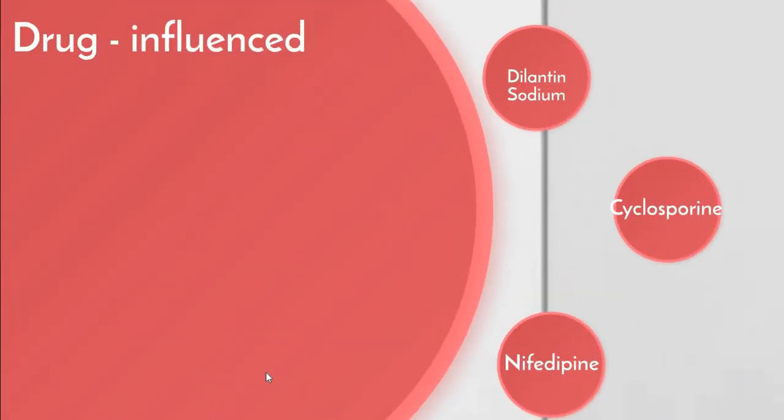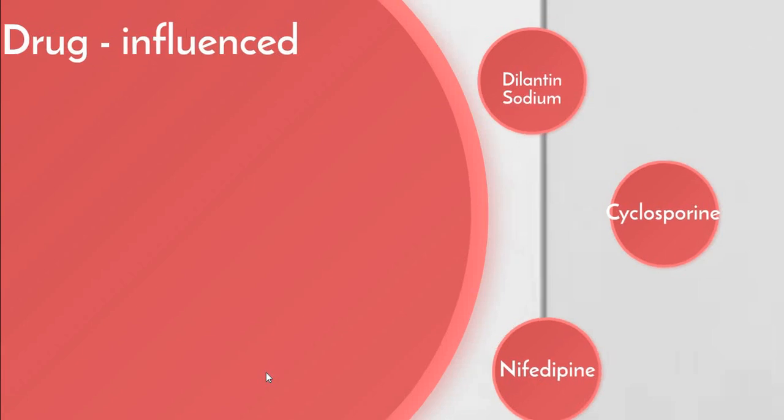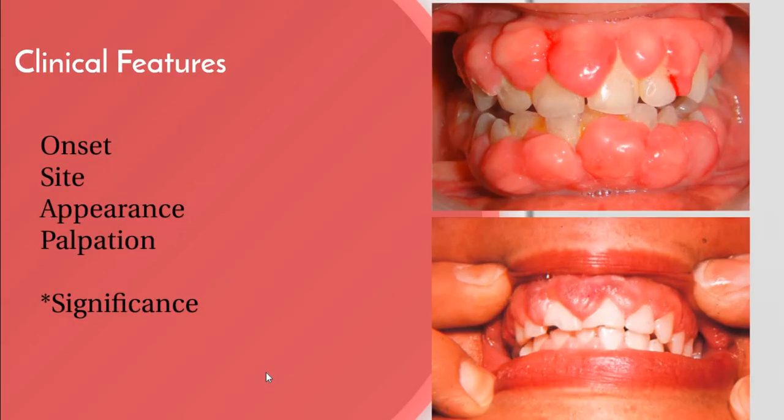We are going to drug-induced gingival enlargement. In the drug-induced, we have three main drugs that are causing the gingival enlargement: dilantin sodium, cyclosporine, and nifedipine. Regarding the dilantin sodium, the other name of this drug is phenytoin, and it's an anticonvulsant which is used to control epileptic seizures.